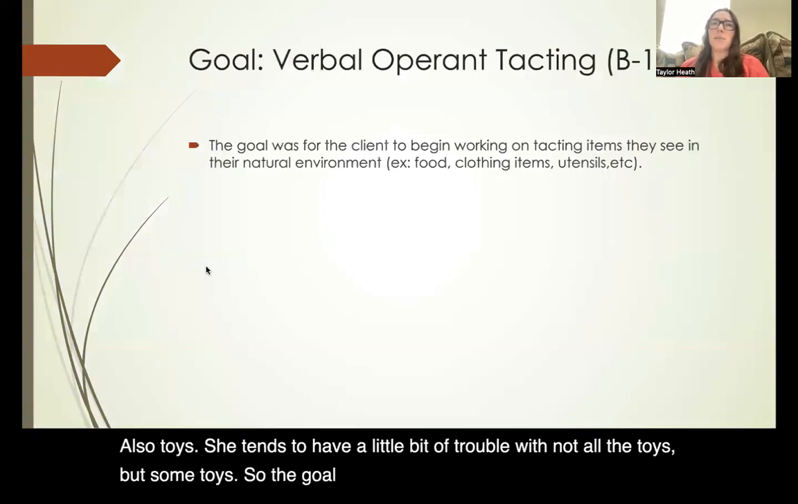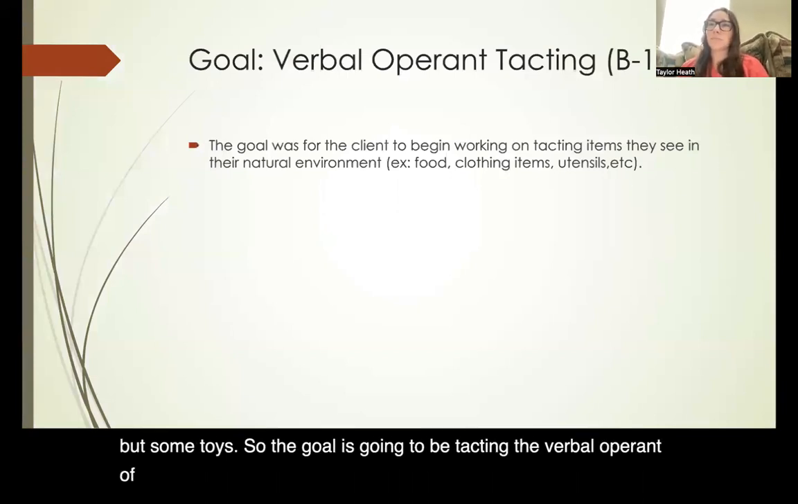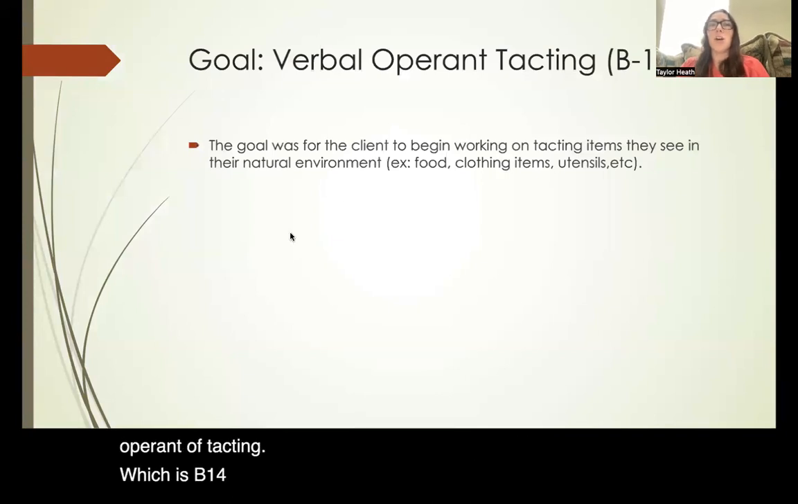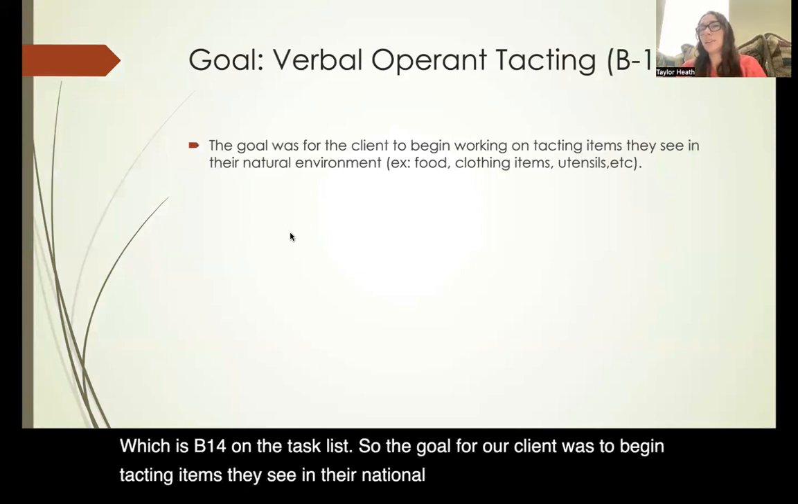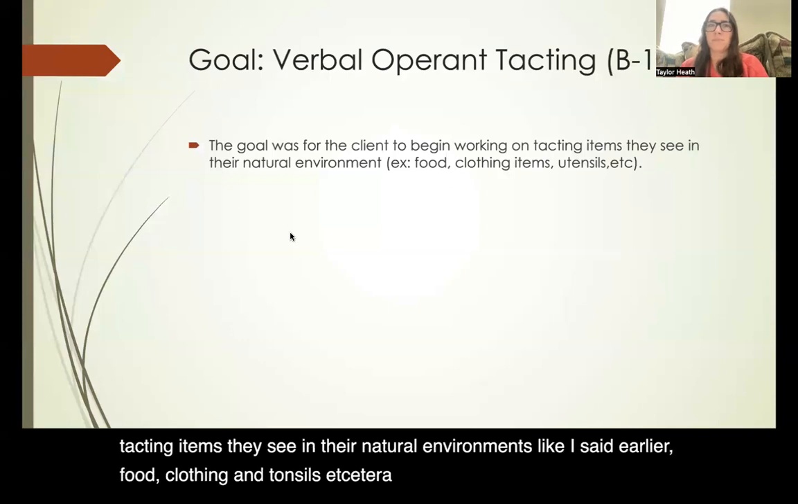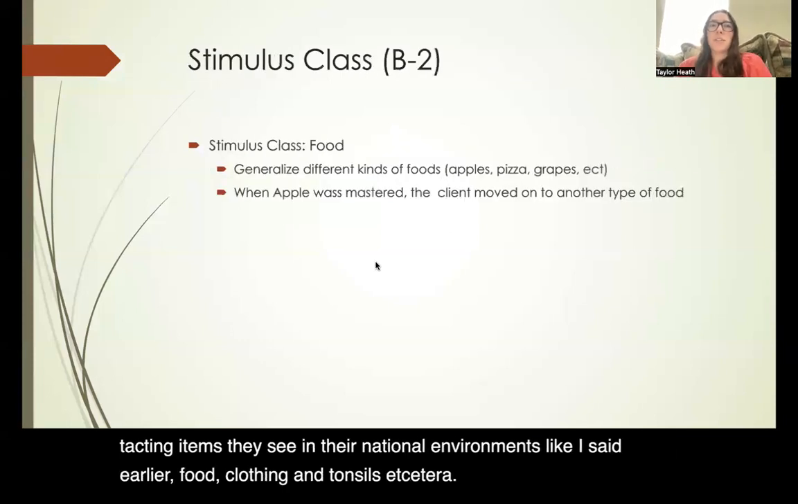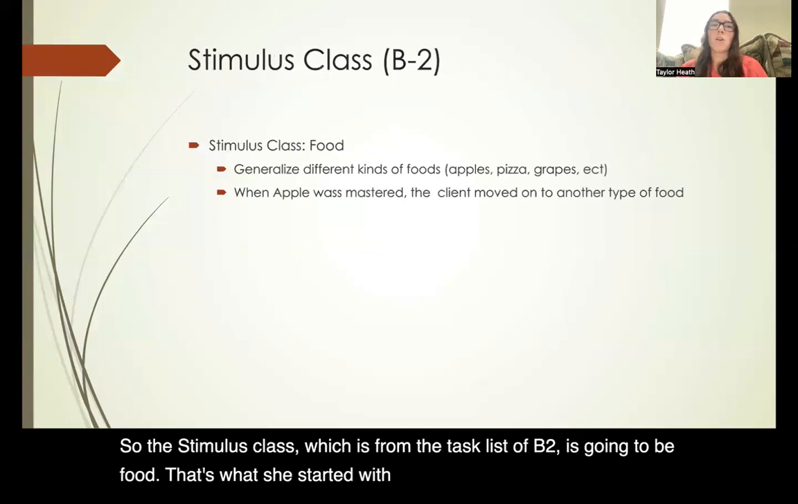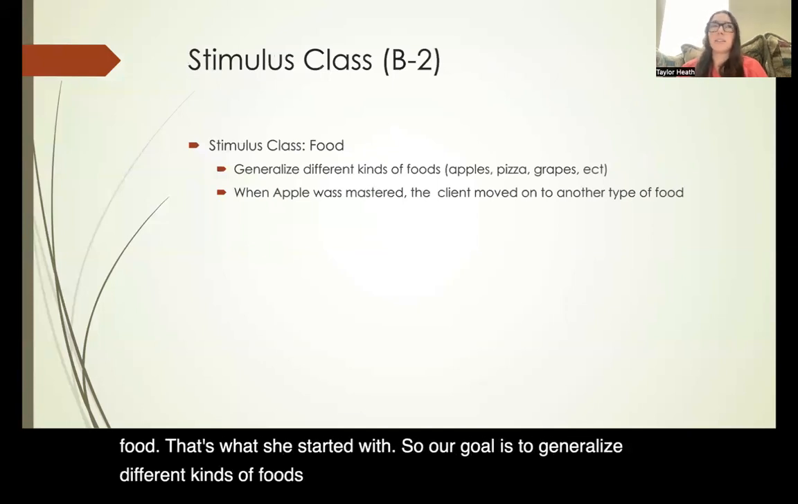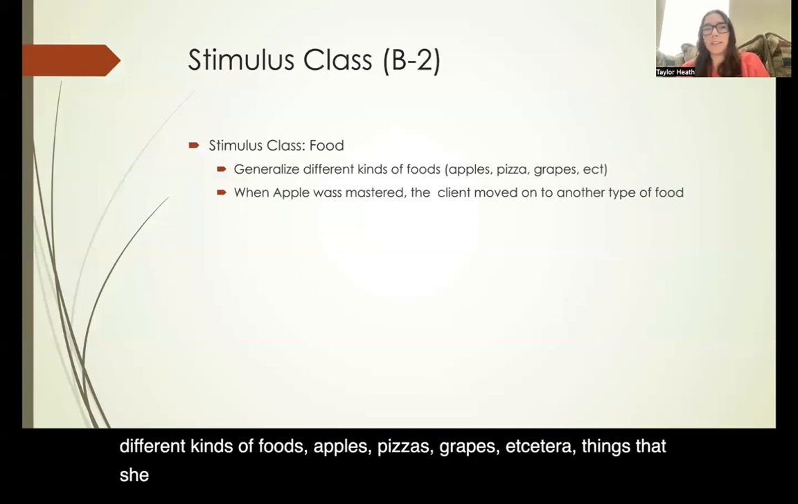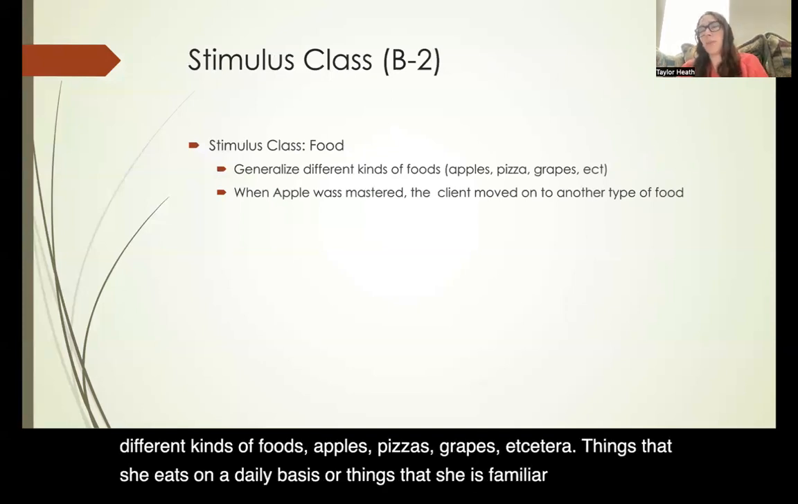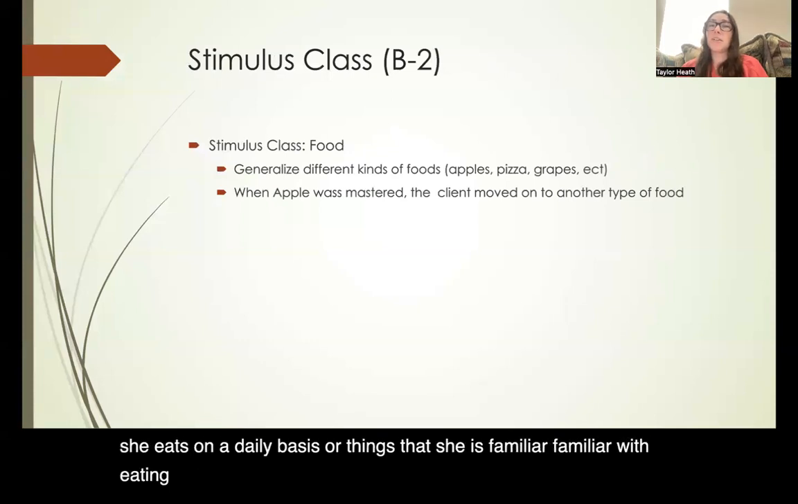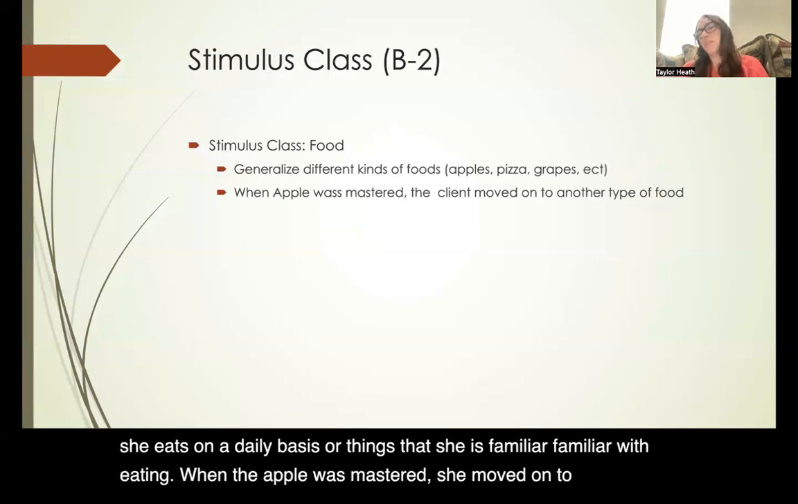So the goal is going to be tacting, the verbal operant of tacting, which is B14 on the task list. So the goal for our client was to begin tacting items they see in their natural environments. Like I said earlier, food, clothing, utensils, etc. So the stimulus class, which is from the task list B2, is going to be food. That's what she started with. So our goal is to generalize different kinds of foods: apples, pizzas, grapes, etc. Things that she eats on a daily basis, or things that she is familiar with eating. When the apple was mastered, she moved on to another type of food, which was actually pizza.